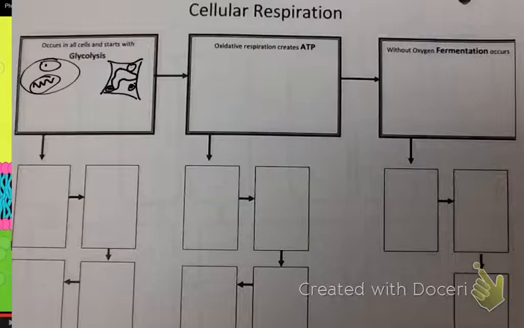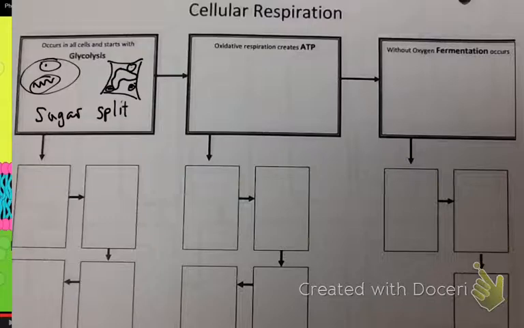And glycolysis splits glucose. So glycolysis. That would be sugar. Glyco means sugar. And lysis means to split. So that would be a sugar splitting.